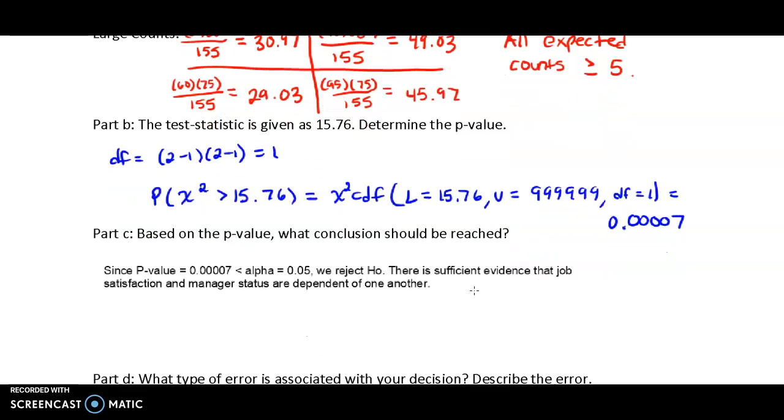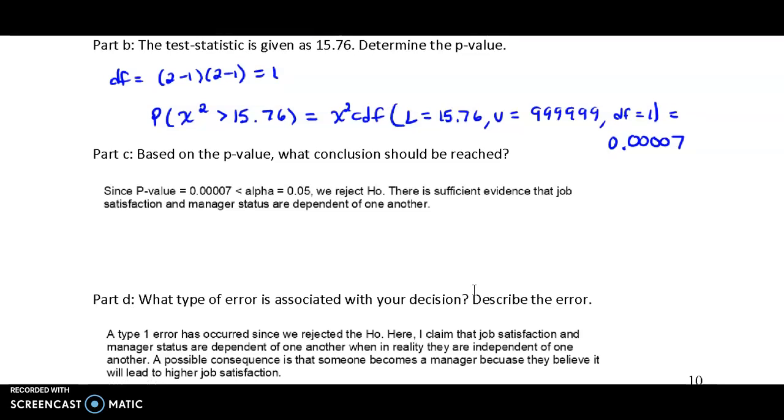So I look here, part D, what type of error is associated? Well, since I rejected the H0, this is a type 1 error. Here I claim that job satisfaction and manager status are dependent on one another, when in reality they may be independent of one another. Which means a possible consequence is that someone becomes a manager because they think that it'll lead to a higher job satisfaction, and they could just end up leading to more stress. So that's just a possible consequence of our error here. Now, it doesn't say describe the consequence, it just said describe the error, but it doesn't hurt.